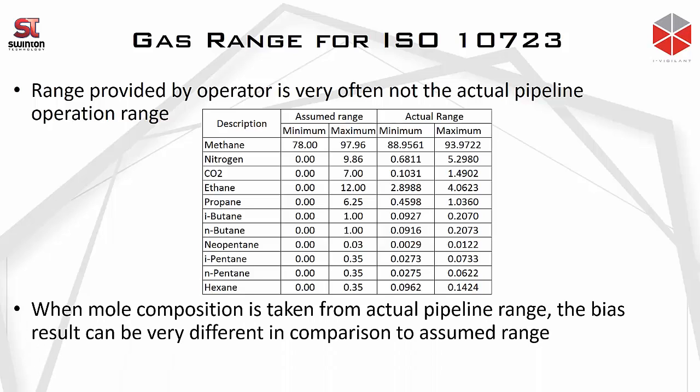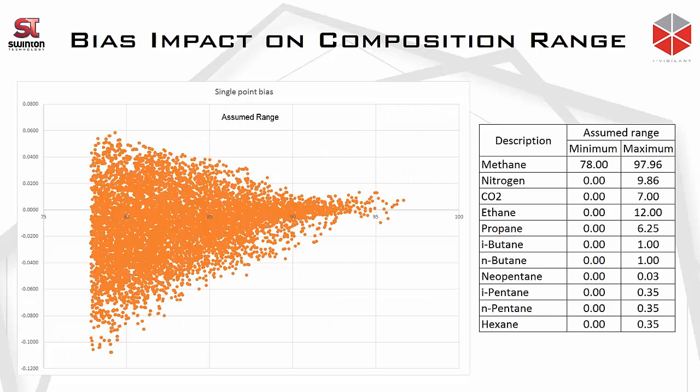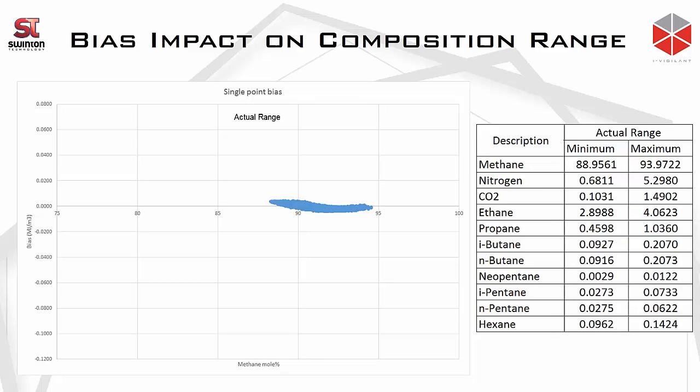Now, when the mole composition is taken from the actual pipeline range, the bias result can be very different in comparison to the assumed range. So this is the bias impact on the composition range, the example that I gave you just now, which is between 78 to 97 or 98%. You can actually see the error distribution here. When we get to 78%, it goes to minus 0.1 megajoule per meter cube. Now this is the assumed range. So this is the bias impact on the actual range.